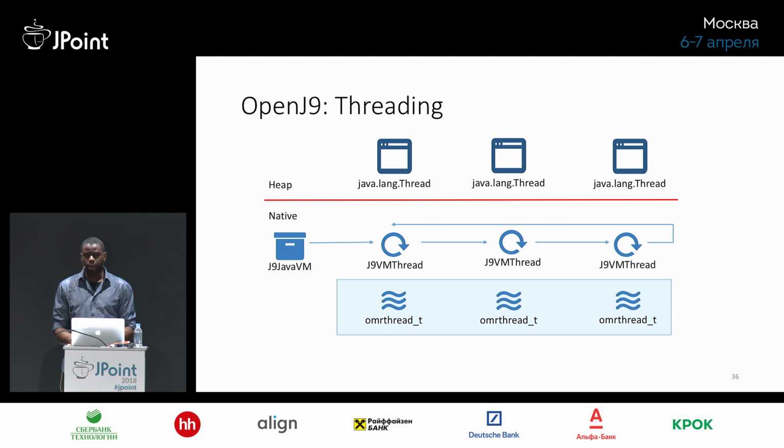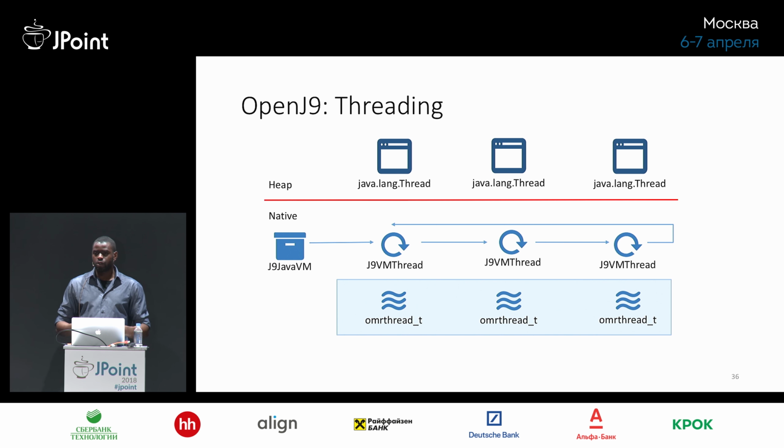Above that is the J9 VM thread. The J9 VM thread has a one-to-one mapping with the OMR thread. The main purpose of the J9 VM thread is to keep track of the interpreter state, which I'll talk about later. The J9 VM thread also has a circular linked list that connects it to all the other J9 VM threads on the JVM. This is important because it lets us send signals to all the VM threads. Being able to send signals is important for things like halting all the other threads if we want to GC. And on the heap, we have a java.lang.Thread.